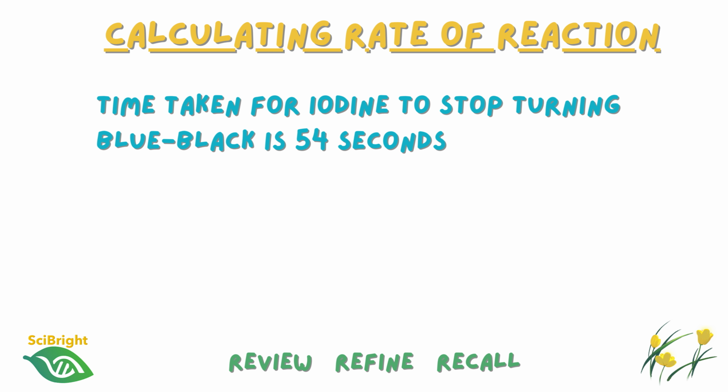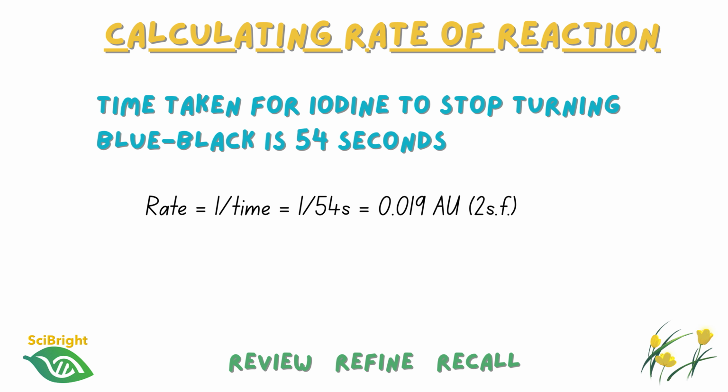Now, if we didn't have a graph of data and only had a time for a reaction to finish, our iodine to stop turning blue-black, for example, we can calculate rate of reaction as 1 over time. And we use arbitrary units as we haven't got actual data to give specific units.